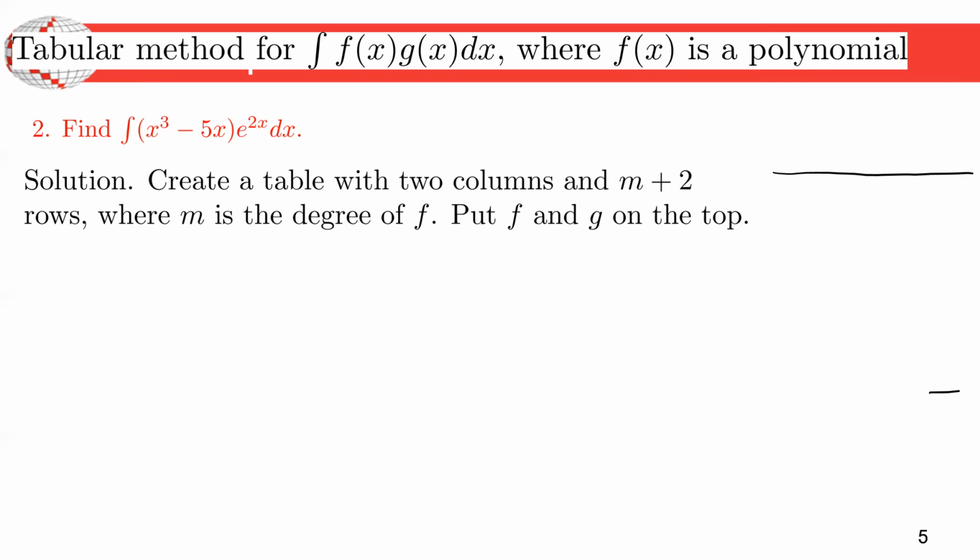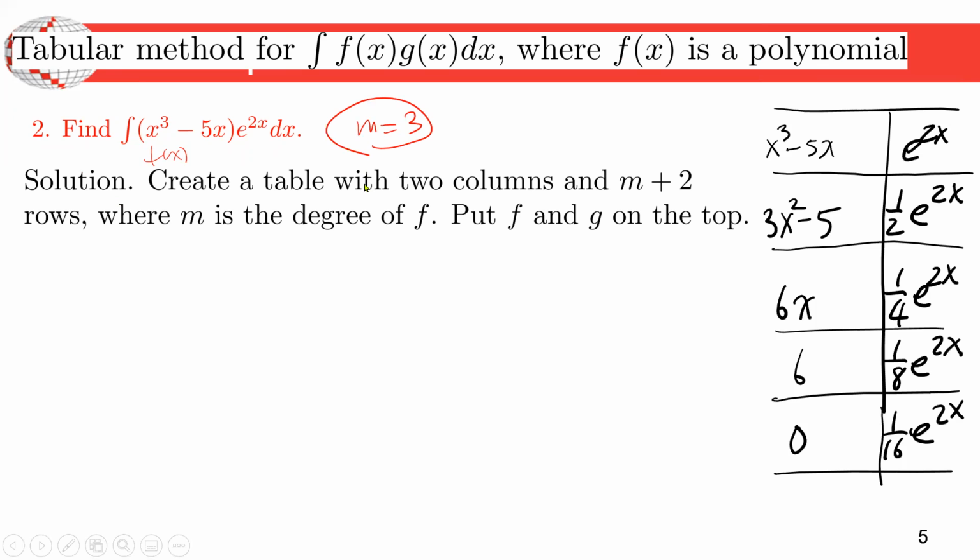Well, in this case, this function f has degree m, that's 3. And so the number of rows will be m plus 2, because we need to take the derivative 4 times, and we also need to write the top row for f and g. So this will be the table that we create.